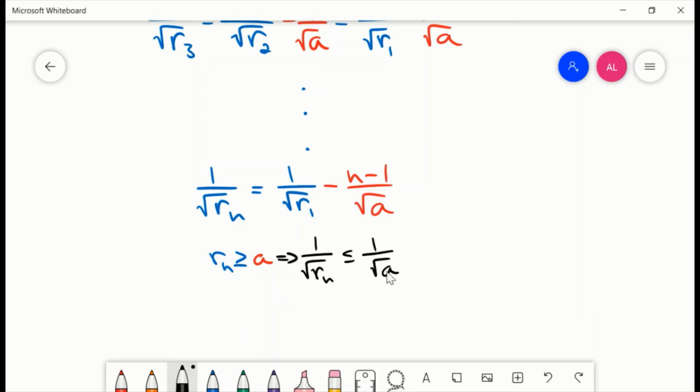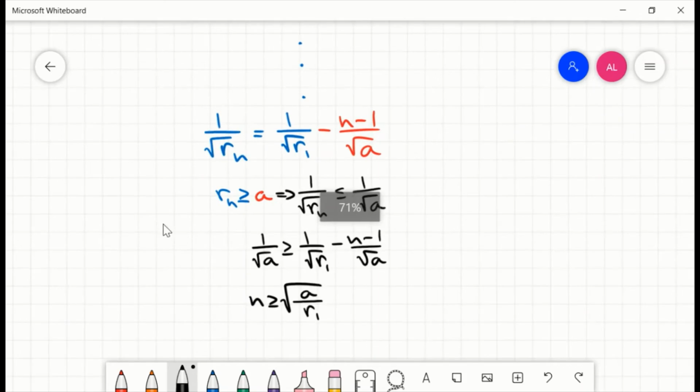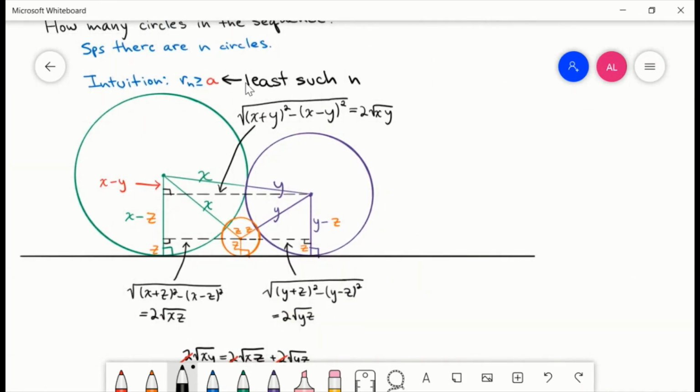So now we can combine this one with this one right here. And we get that 1 over the square root of a is less than or equal to 1 over the square root of r sub 1 minus n minus 1 all over the square root of a. And now, after some simplifications, we get that n is bigger than or equal to the square root of a over r sub 1.